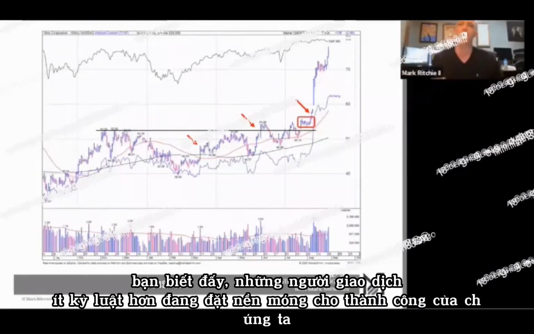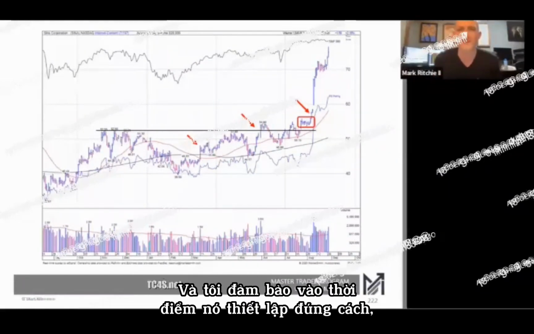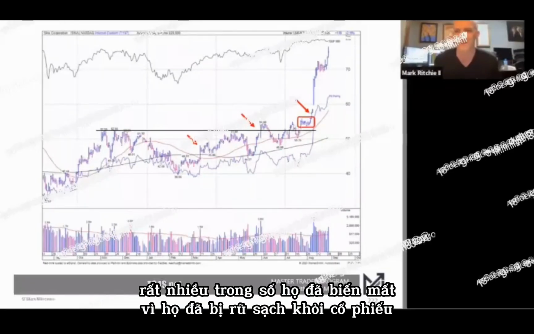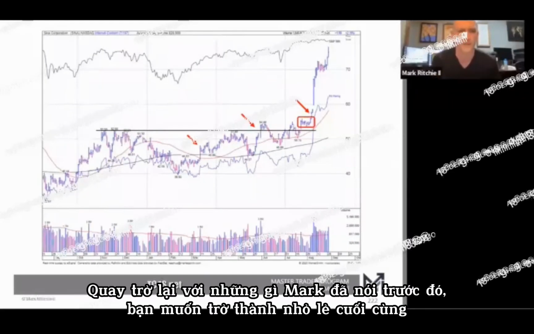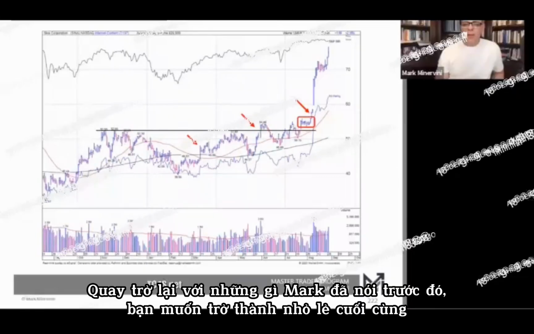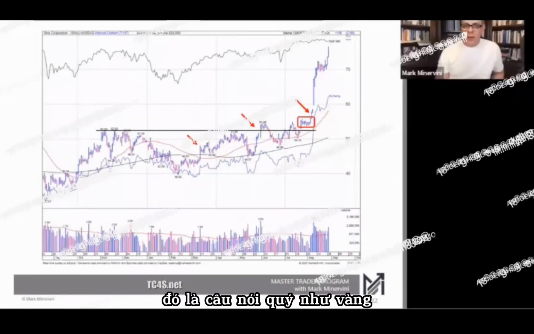To Mark's point, less disciplined traders were laying the groundwork. And I guarantee by the time it sets up properly, a lot of them were gone because they'd already been rinsed out of the stock a few times. And sure enough, it tightens up there on the right-hand side and then just wham, comes out huge. Going back to what Mark said earlier, you want to be the last weak hand. That's another golden nugget, another $1 million sentence.